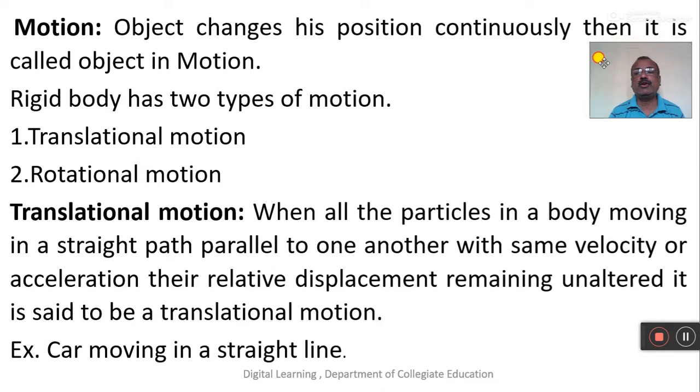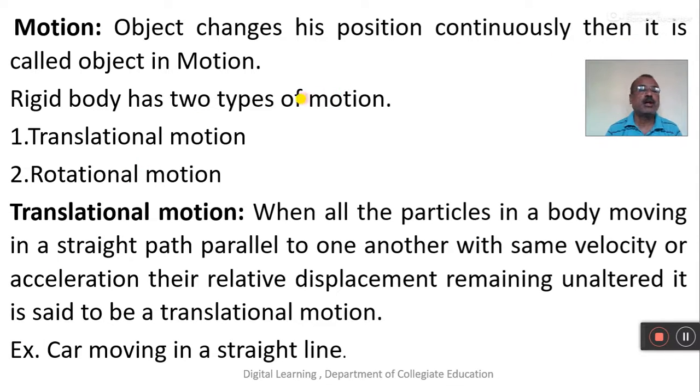Motion. How will you explain the motion? When an object changes its position continuously, it is called an object in motion. A rigid body has two types of motions: translational motion and rotational motion.